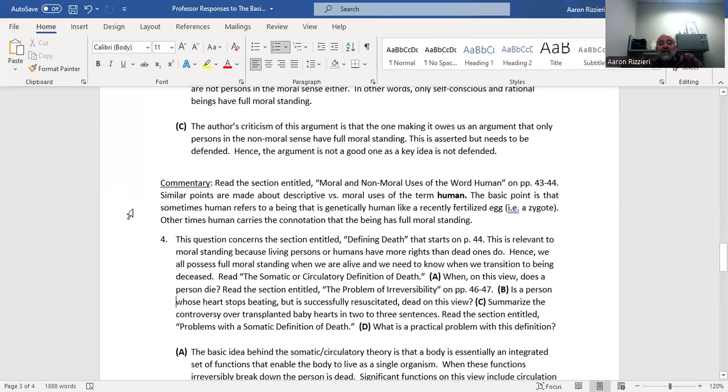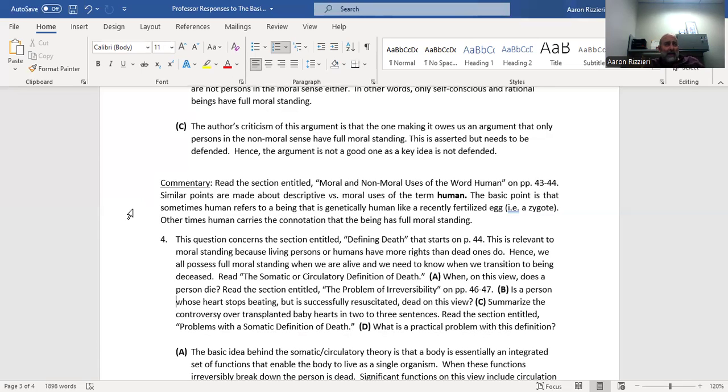I say, read the section entitled Moral and Non-Moral Uses of the Word Human on pages 43 through 44. Similar points are made about descriptive versus moral uses of the term human. The basic point is that sometimes human refers to a being that is genetically human, like a recently fertilized egg or zygote. Other times, human carries the connotation that the being has full moral standing.